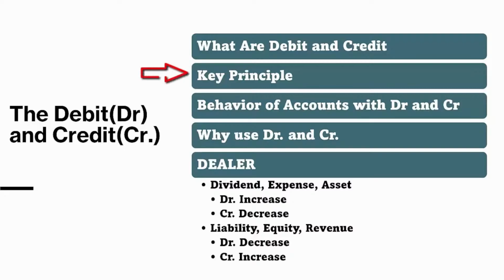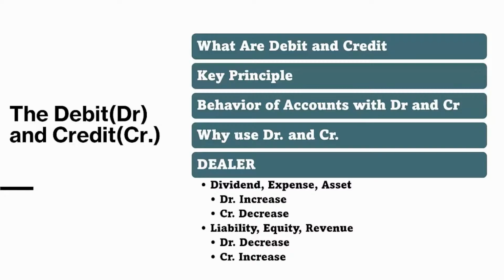Key principle: the double entry system. Accounting uses a double entry system. This means that every transaction has two sides, a debit side and a credit side. For each transaction, you'll record both a debit in one account and a credit in another account. These two sides must always balance, meaning that the total amount of debits must equal the total amount of credits. This keeps the accounting records accurate.